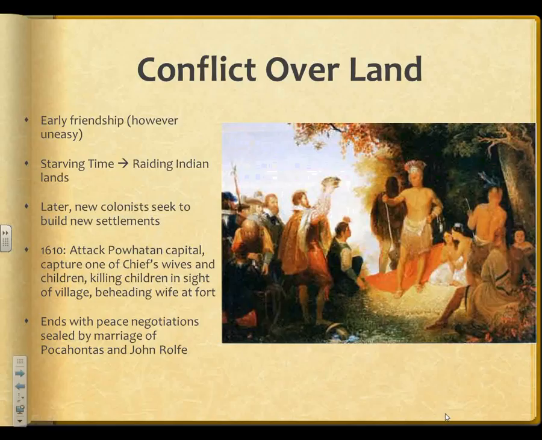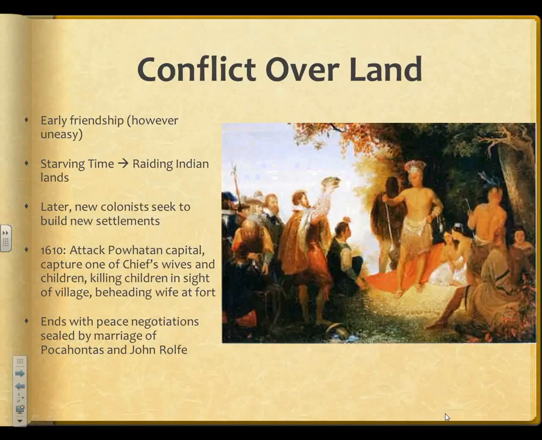But things have this tense truce, I suppose, until about 1610. And in 1610, again, in a rough part of the year when there's not a lot of food to go around, the English attack the Powhatan capital. They basically kidnap the chief's wife and his children. In sight of the Powhatan village gates, they murder all of the chief's children, for everyone to see. And then they steal the wife, take her back to the compound and essentially force her to be a slave. And again, I'm quite sure you can imagine how happy this made the Native Americans feel about the Europeans.